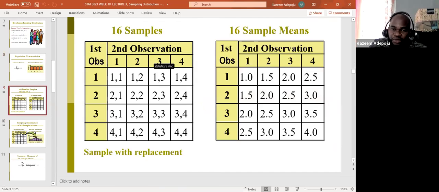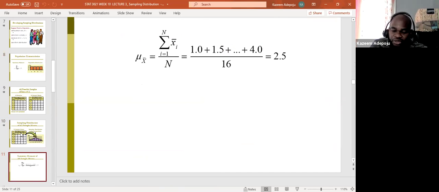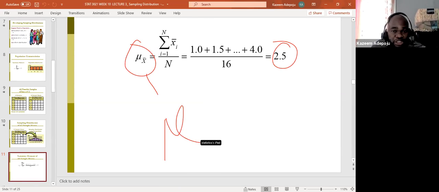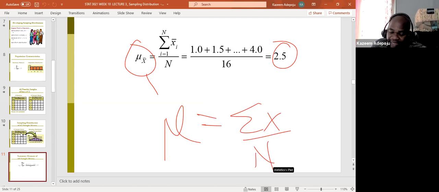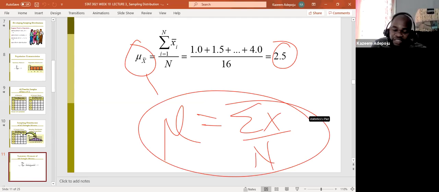And what do we get at the end of the day? We also get 2.5. Pay attention to the symbol here. This particular symbol means the mean of the sampling distribution of the sample mean. It is different from this. This is just the population mean. The population mean is summation x divided by n. You remember that? But this one here is the mean of the sampling distribution of the sample mean. And of course, we're getting the same result.